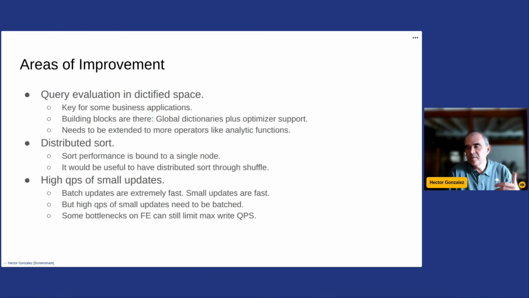I think there is work in StarRocks in this direction, but the coverage needs to be increased to, for example, handle analytic functions in dictified space. Sorting is a little bit of a problem. We do a lot of sorting, and sorting is a single node operation in StarRocks. We need distributed sorting to improve some of our workloads. And finally, high QPS of small updates has some bottlenecks. We get around it by doing some batching, but FE has very coarse locking, and sometimes this can get in the way of high QPS.